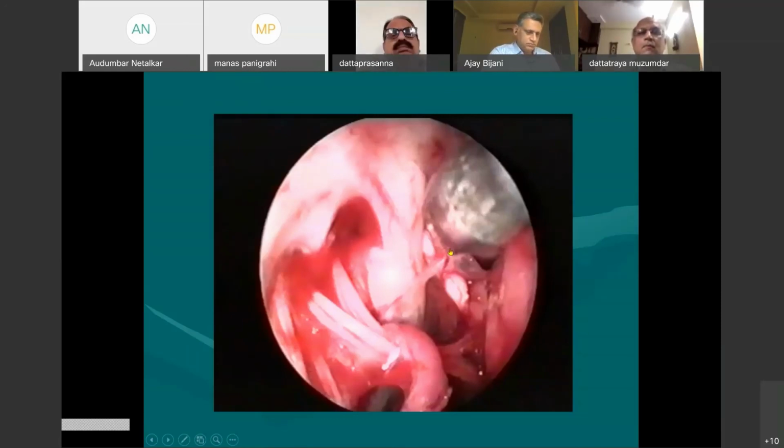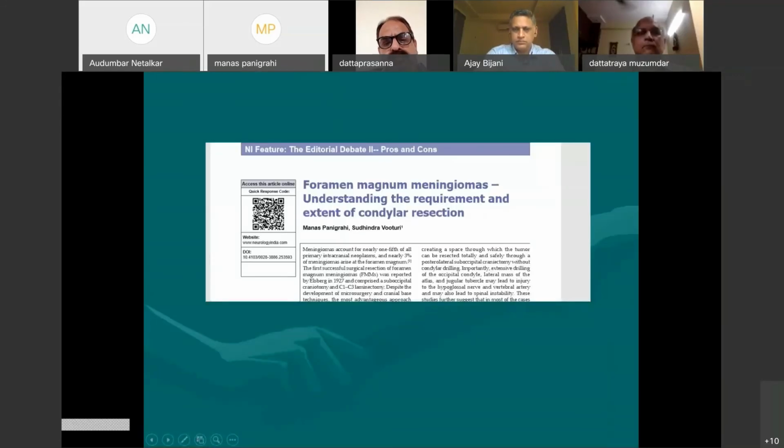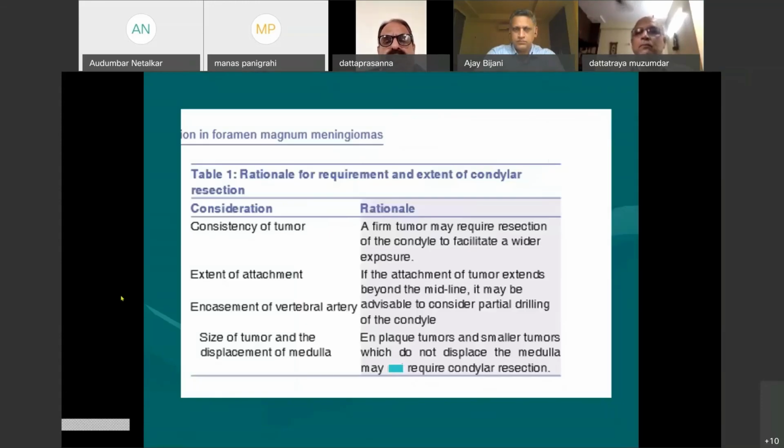So in conclusion, the approach depends on the size, the location and the extent of the tumor, the neurological status, the venous drainage, whether it's dominant or not, like in paraganglioma, if the jugular vein is obliterated, it becomes easy, and the tumor and brainstem surface. Now, this is what we wrote in Neurology India, that the extent of condylar resection depends on the consistency of the tumor. If it's soft, we don't need it. Or the extent of attachment: if it goes beyond the midline, one has to do it.